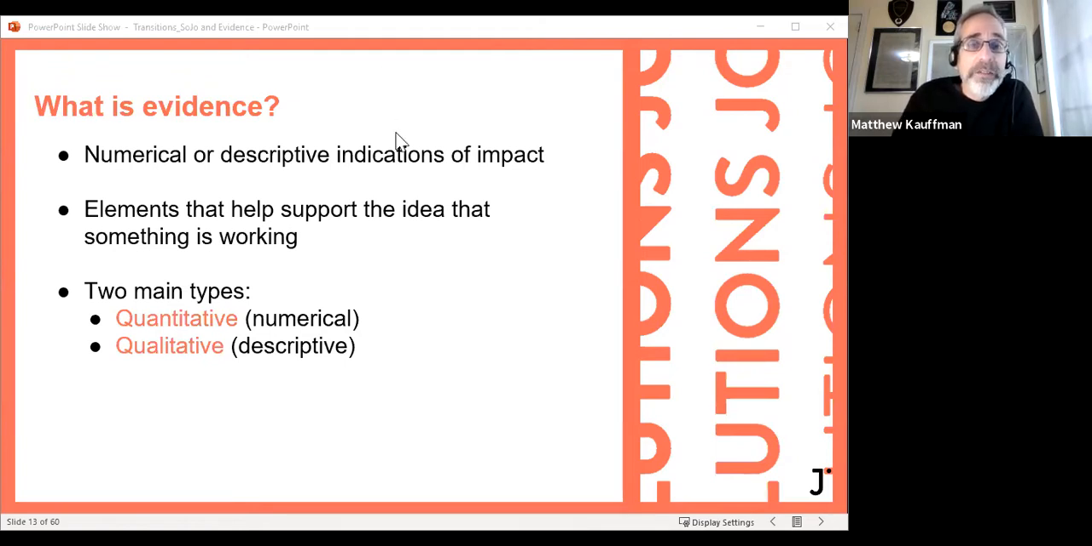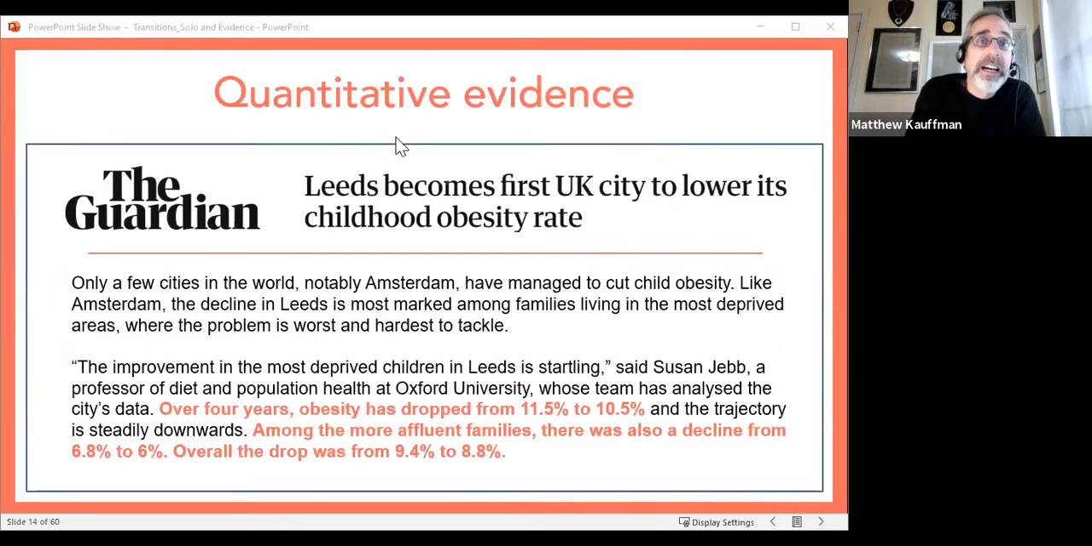All right. If we move on, I want to give some examples of this. Again, this will look familiar to anyone who's done any work with data. Just quantitative evidence that simply talks about something and then gives the numbers, and here, this effort on childhood obesity, over 4 years, obesity dropped from 11.5% to 10.5%. Very quickly, you get a sense there was some movement, and you get a sense of the scope of the movement, right? A little bit, some, but not a whole lot. And then a little more granular data, more affluent families, decline from this to this. Overall, a drop of 9.4 to 8.8.